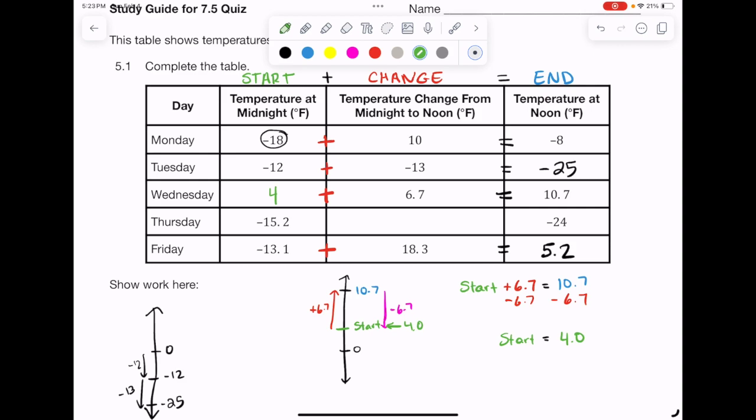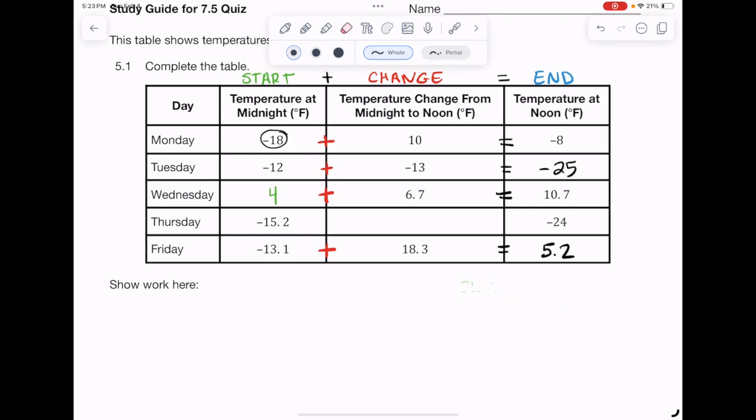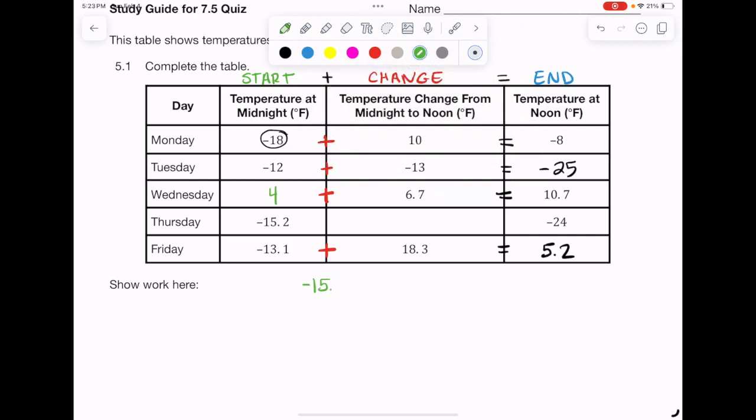Okay, and then same idea for the last one, or for Thursday, although a little different. In this case, we have the starting temperature. So I'll set this equation up. We start at negative 15.2, and then we're supposed to add some change, and then that ends at negative 24. So we're trying to find the difference. We're trying to find the change.